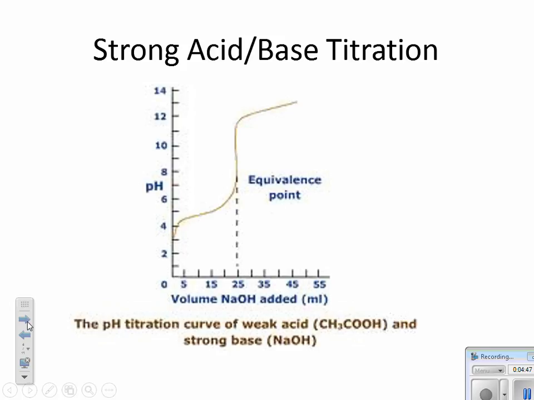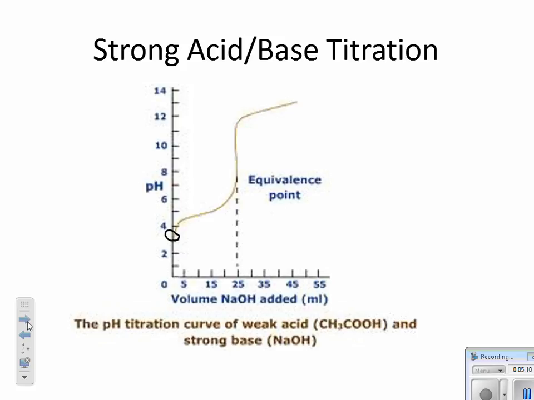This is what a graph of a strong acid and base titration looks like. If we were to graph pH versus the amount of sodium hydroxide added, we can see here that we're starting with an acid because the starting pH at volume 0 is acidic. It's right there around pH 3.